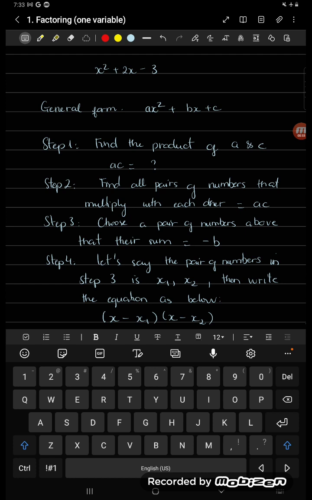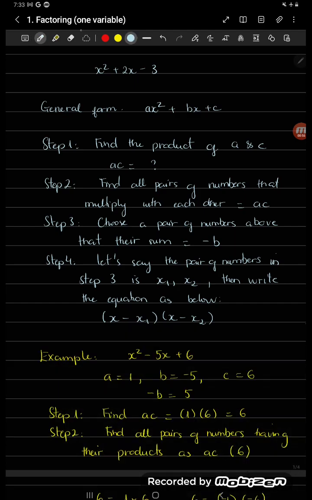Okay, so we'll start from the general form ax squared plus bx plus c. Here the coefficient of x squared is a, the coefficient of x is b, and the free coefficient is c. So how do we factor this equation? We only need to follow 4 steps, and then we can solve the problem.